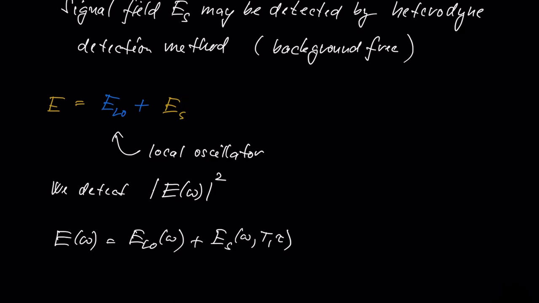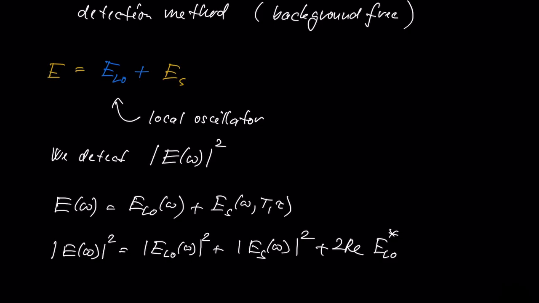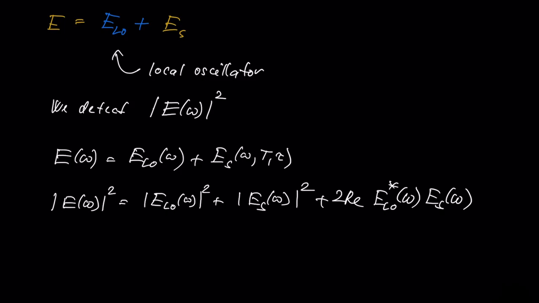So we detect something like this, and if we make |E(omega)| squared out of it, we will get the |E_LO|^2 plus |E_S|^2 plus two times the real part of E_LO star and E_S(omega). Now the first term that we have here, the local oscillator, is something that we know, we can subtract it.